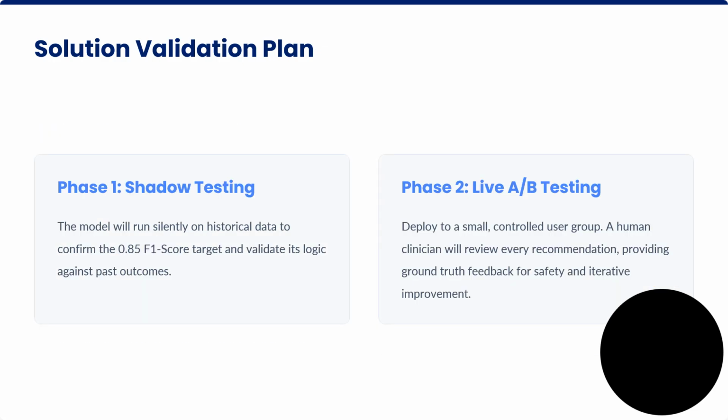Validation of the concept is crucial before production. We will follow an extensive plan. Phase 1 is our shadow testing. The model will run silently on historical data to confirm that 0.85 F1 target score.